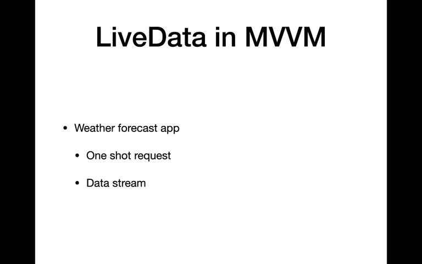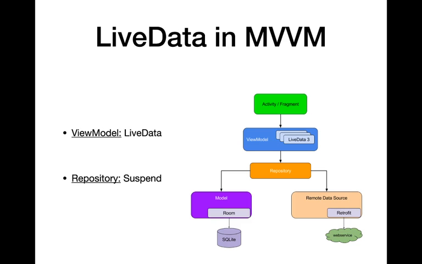Today we are going to build a weather forecast app. It's going to be with fake data, and we're going to see how we can make a one-shot request and how we can get a data stream of the weather forecast. So our architecture will look like this. In vModel, we are going to use live data, but in repository, if you have used coroutines before, you might be familiar with suspend functions. So in repository, we are going to use suspend functions. And let's get started with the repository actually.